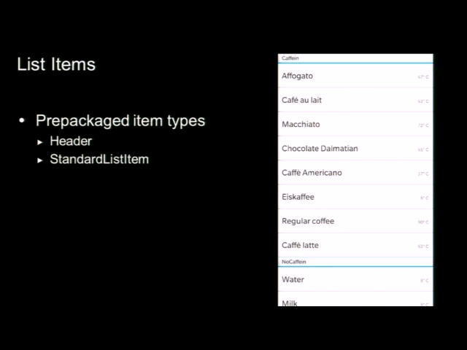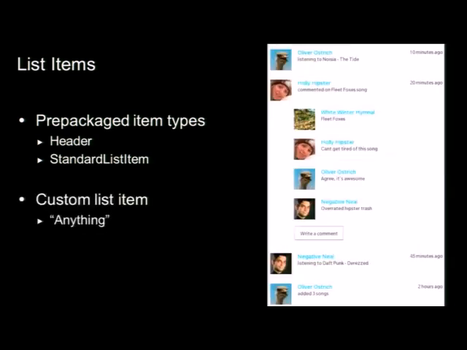Out of the box with Cascades also comes the header item. So this is also one of those standard item types that you can use. And that is for you to use if you want to group the data in the list. So you get categories of data. You can see how we use the header item for the category and then the standard list item for the content.